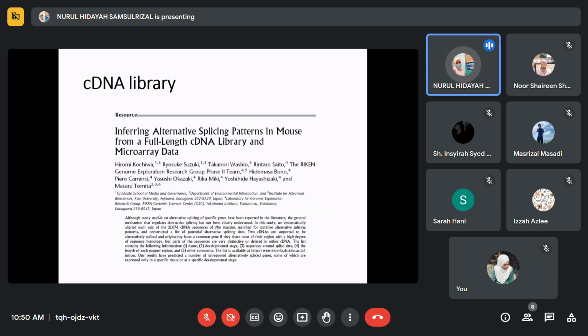So this is the cDNA library. This is Hiromi Kochiwa from Japan, okay, and his team, who inferred the alternative splicing pattern in mouse from a full-length cDNA library, and they used microarray data. So here you can see the combination of the cDNA library and microarray data can identify the alternative splicing pattern. That's why I say you need some data from lab work, not only from prediction. So when you have this lab work, then you can conclude how many alternative splicings there are to answer processes like this. Alright.